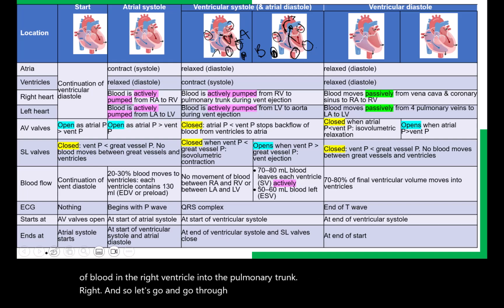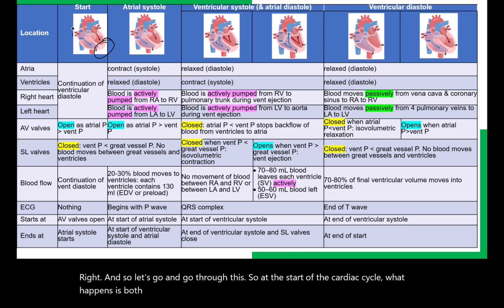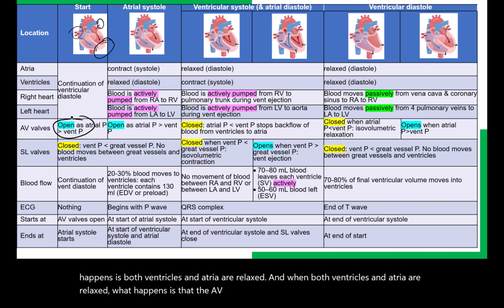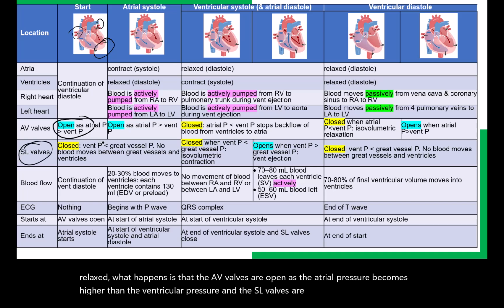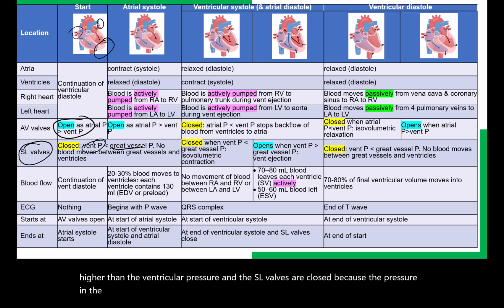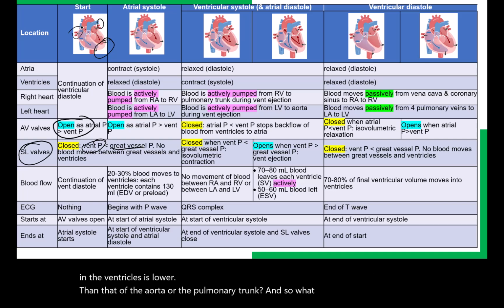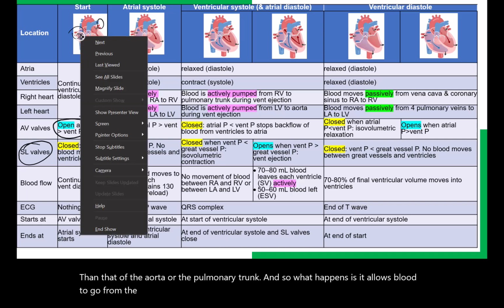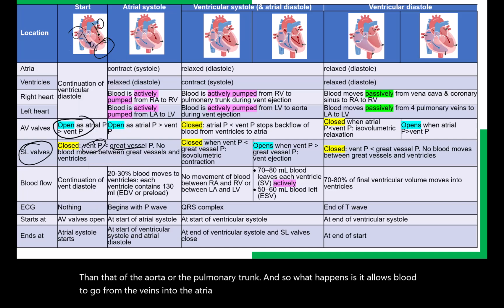At the start of the cardiac cycle, both ventricles and atria are relaxed. When both ventricles and atria are relaxed, the AV valves are open as the atrial pressure becomes higher than the ventricular pressure, and the SL valves are closed because the pressure in the ventricles is lower than that of the aorta or the pulmonary trunk. And so it allows blood to go from the veins into the atria, and directly into the ventricles on both sides of the heart.